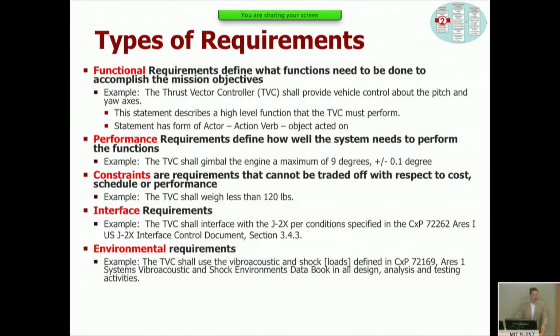Then the fifth category are environmental requirements. So the TVC shall use vibroacoustic shocks and loads according, again, to some environmental document. And by the way, for the CANSAT competition, we have that, right? There's two documents. There's the mission guide, and then there's this environmental testing guide. So what this essentially says is under what conditions shall the functions and performance that are specified in the first two types of requirements be performed, right?